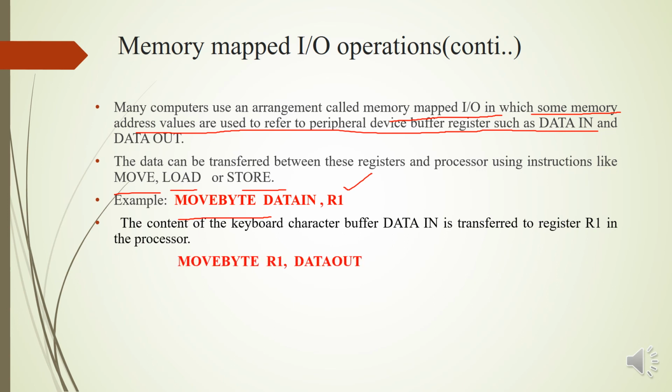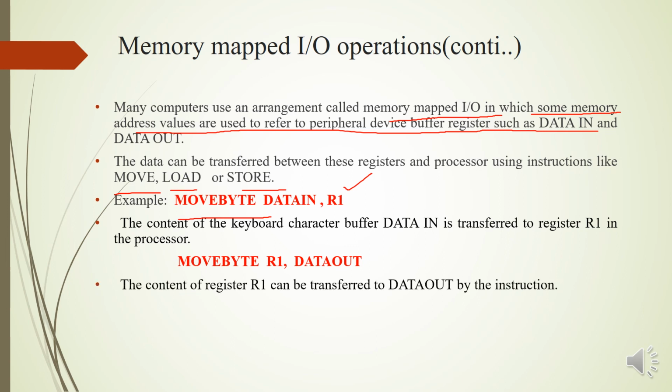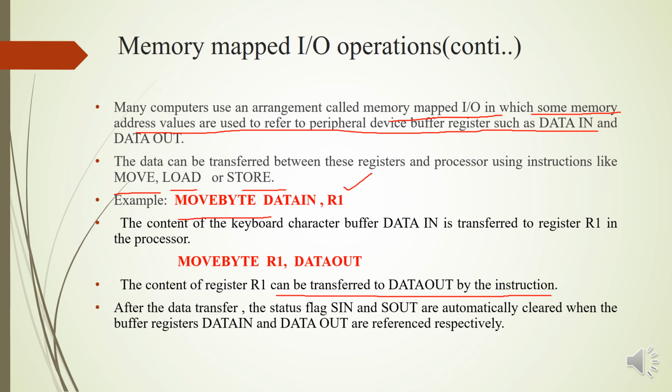Move byte R1, data out. Using this instruction, data from the internal general purpose register R1 is moved to the data out address of the memory where the data out buffer register is mapped. The content of R1 is transferred to data out by the instruction. After the data transfer, the status flags SIN and SOUT are automatically cleared when the buffer registers data in and data out are referenced respectively.